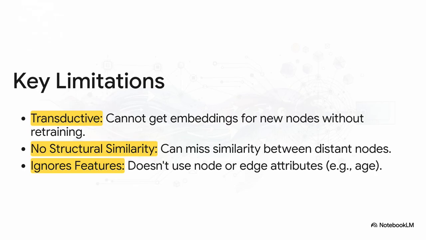Now, these random walk methods are really powerful, but they aren't perfect. There are a few key limitations to keep in mind. First, they are transductive. This just means that if a new node is added to your network after training, you can't get an embedding for it without retraining the whole model. They can also sometimes miss structural similarities. Two nodes might have the same role in different parts of the network, but their embeddings might not look similar. And finally, these methods usually only focus on the network structure, ignoring other rich features you might have, like a user's age or the type of an edge.